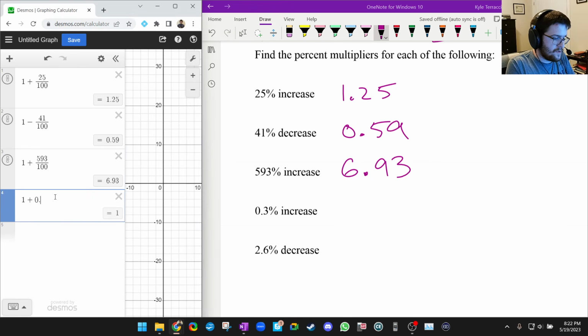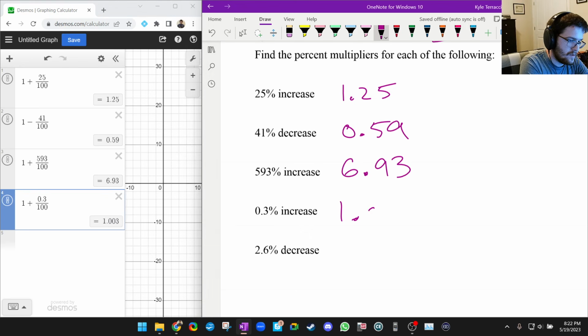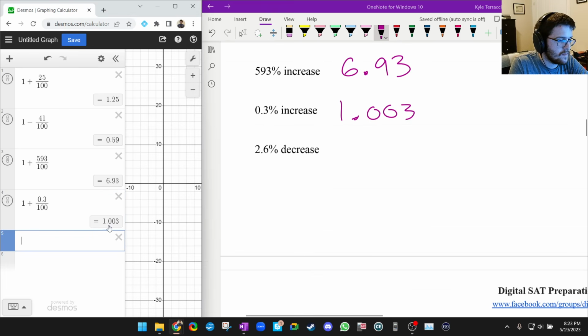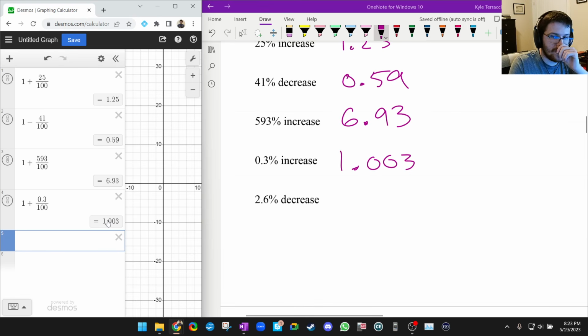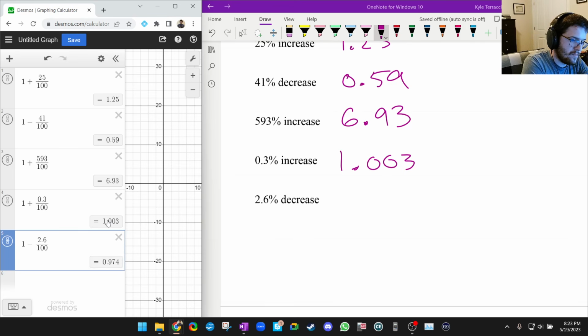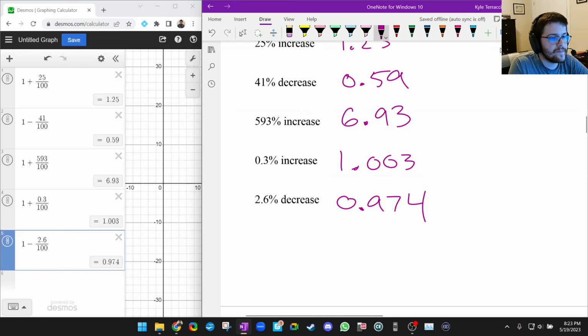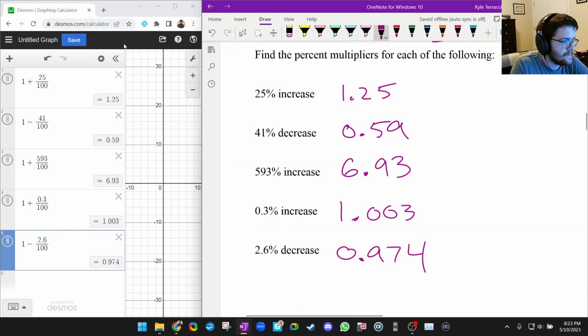Increase, 1 plus 0.3 over 100. That's 1.003. And 2.6% decrease. So that's 1 minus 2.6 divided by 100, which is 0.974. All right, very good.